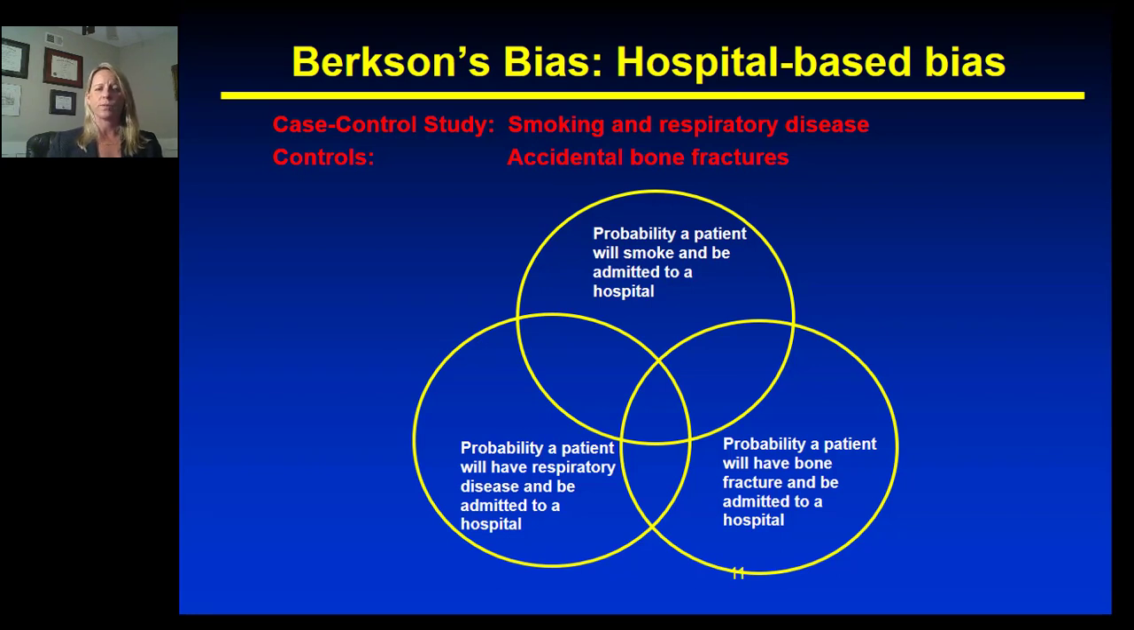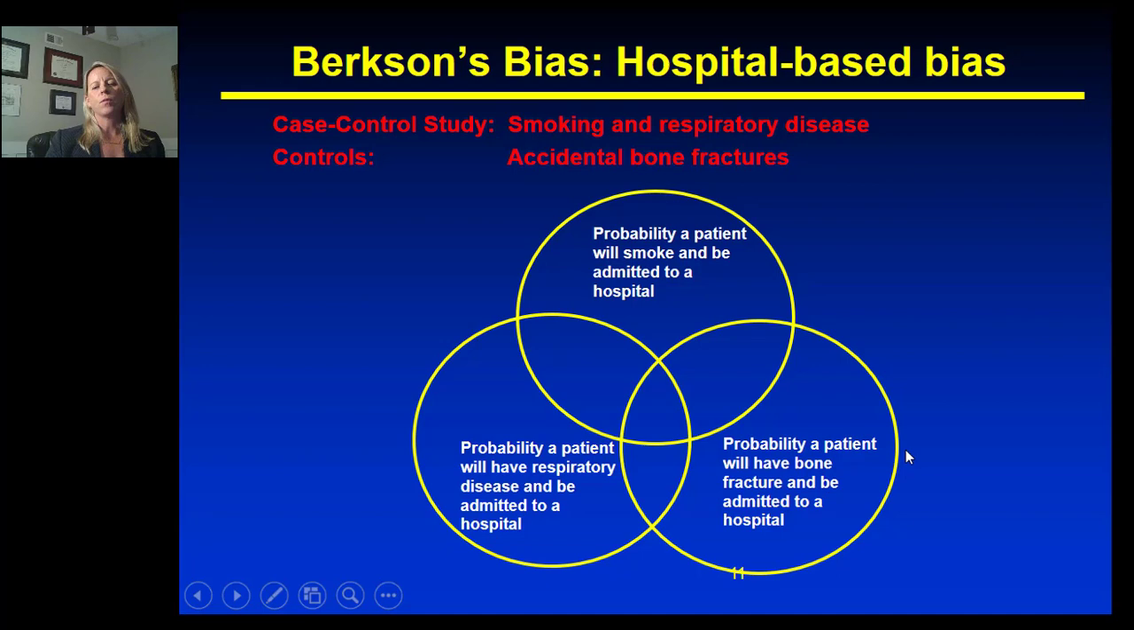So what happens sometimes in this sort of design, where the cases and the controls are from a hospital, you find that there's an overlap in the probability. So this is a Venn diagram to illustrate that. Here you have the probability a patient will smoke and be admitted to the hospital. Here you have the probability a patient will have a bone fracture and be admitted to the hospital. And then here you have the probability a patient will have respiratory disease and be admitted to the hospital. But what you find is that there is this overlapping in the probabilities among all of these people, such that your measure of association is influenced by the selection of the controls from the hospital where the cases are chosen.